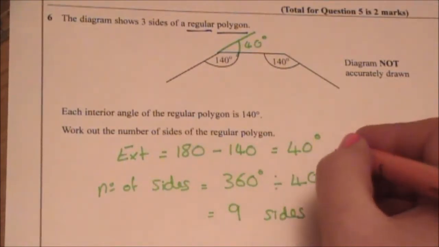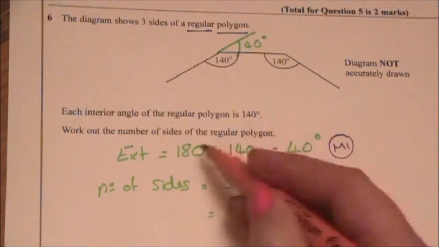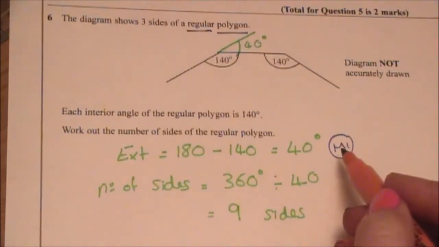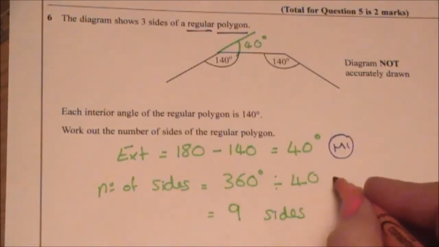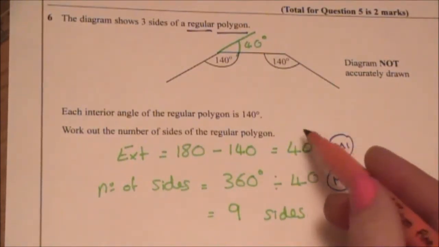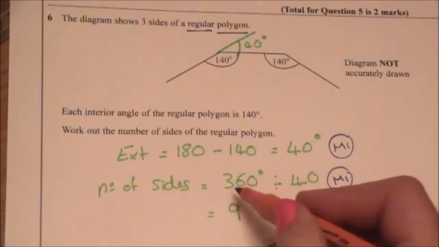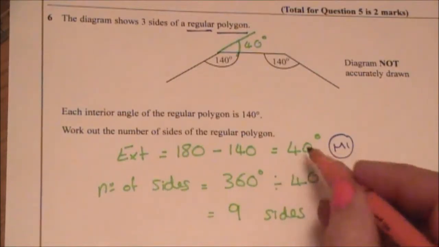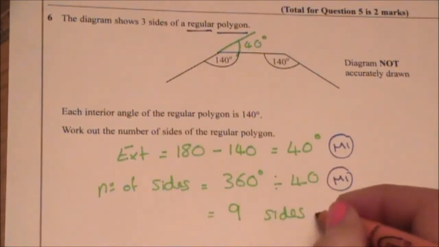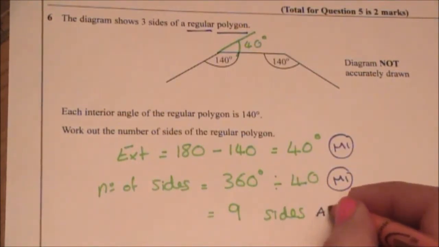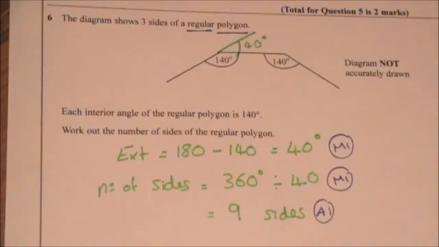With regards to the mark scheme, you get 1 mark for finding the exterior angle. You get the second mark for taking whatever you believe the exterior angle to be and doing 360 divided by it. And then you get your final answer mark at the end.